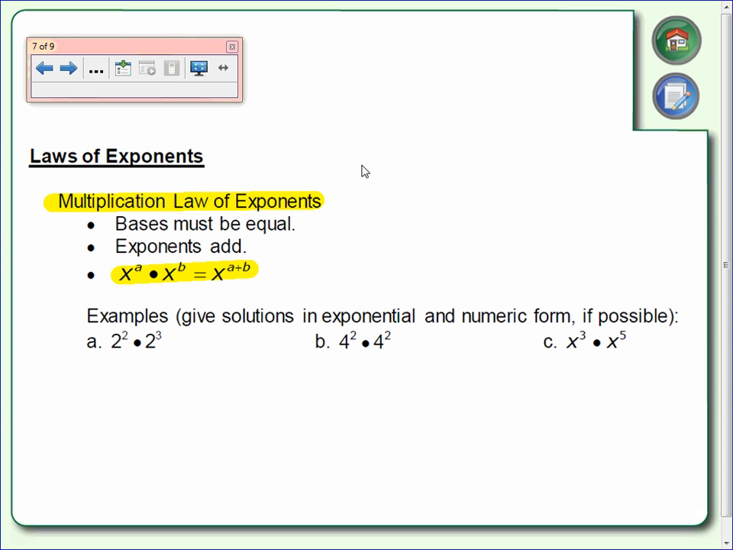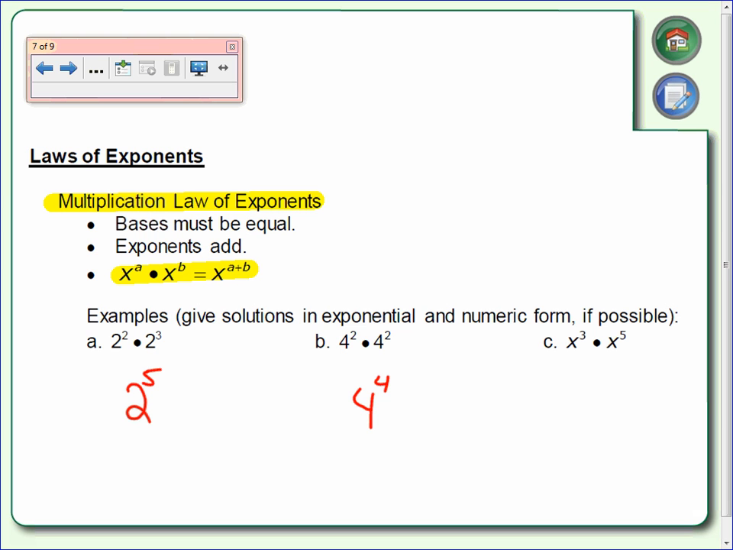All right, so they give us a couple of examples down here at the bottom. First one, 2 squared times 2 to the 3rd power. Let's use our little shortcut here. We're going to keep the base, like we said, and add up the exponents. So 2 plus 3 would give me a 5. Bam, done. That's the answer. 2 to the 5th power. Next one, 4 squared times 4 squared. Keep the base, 4. Add up the exponents. 4 to the 4th.